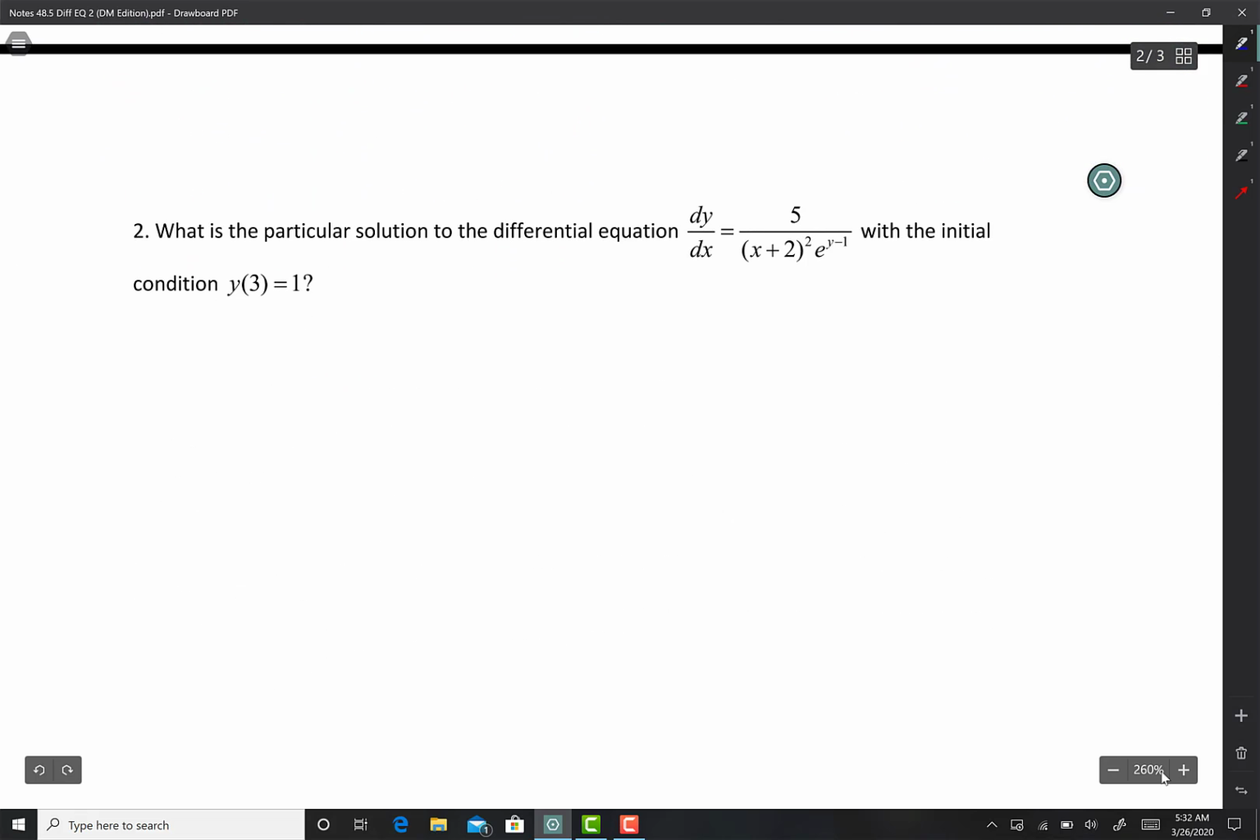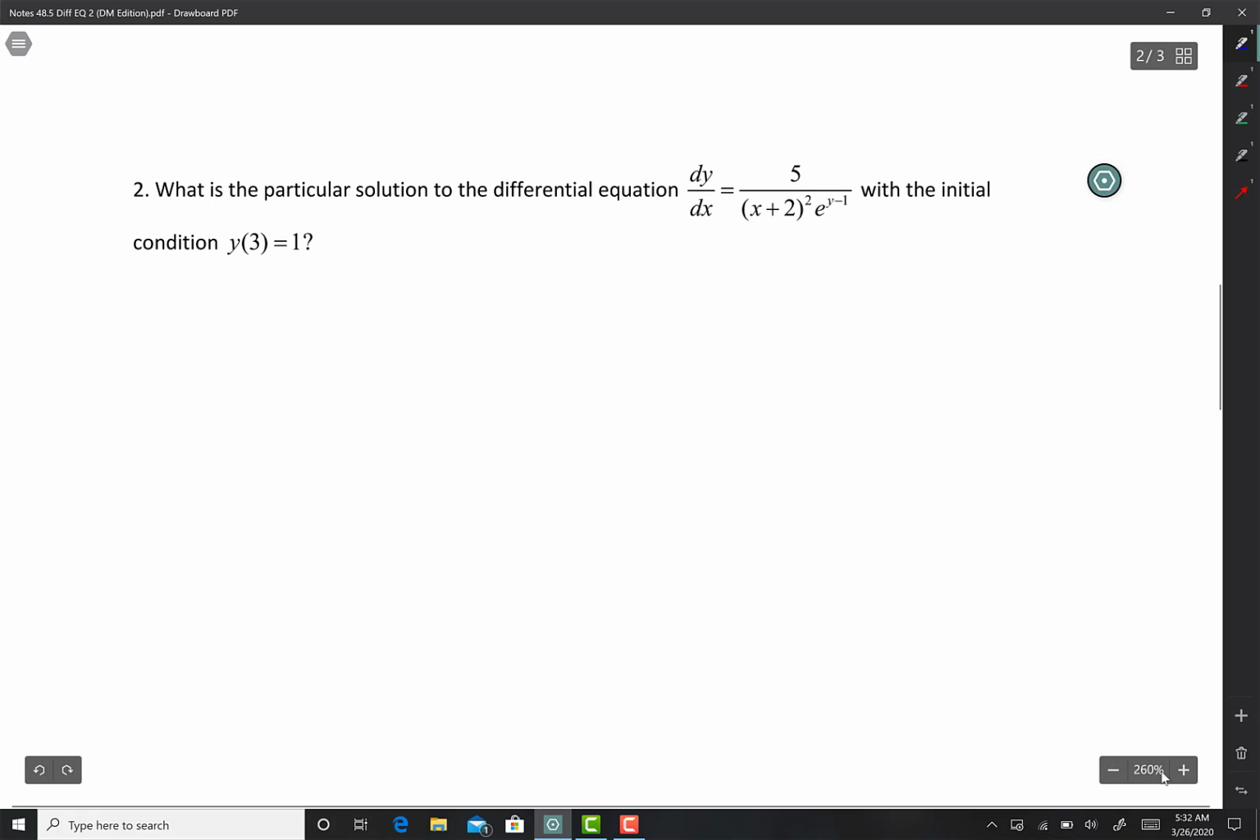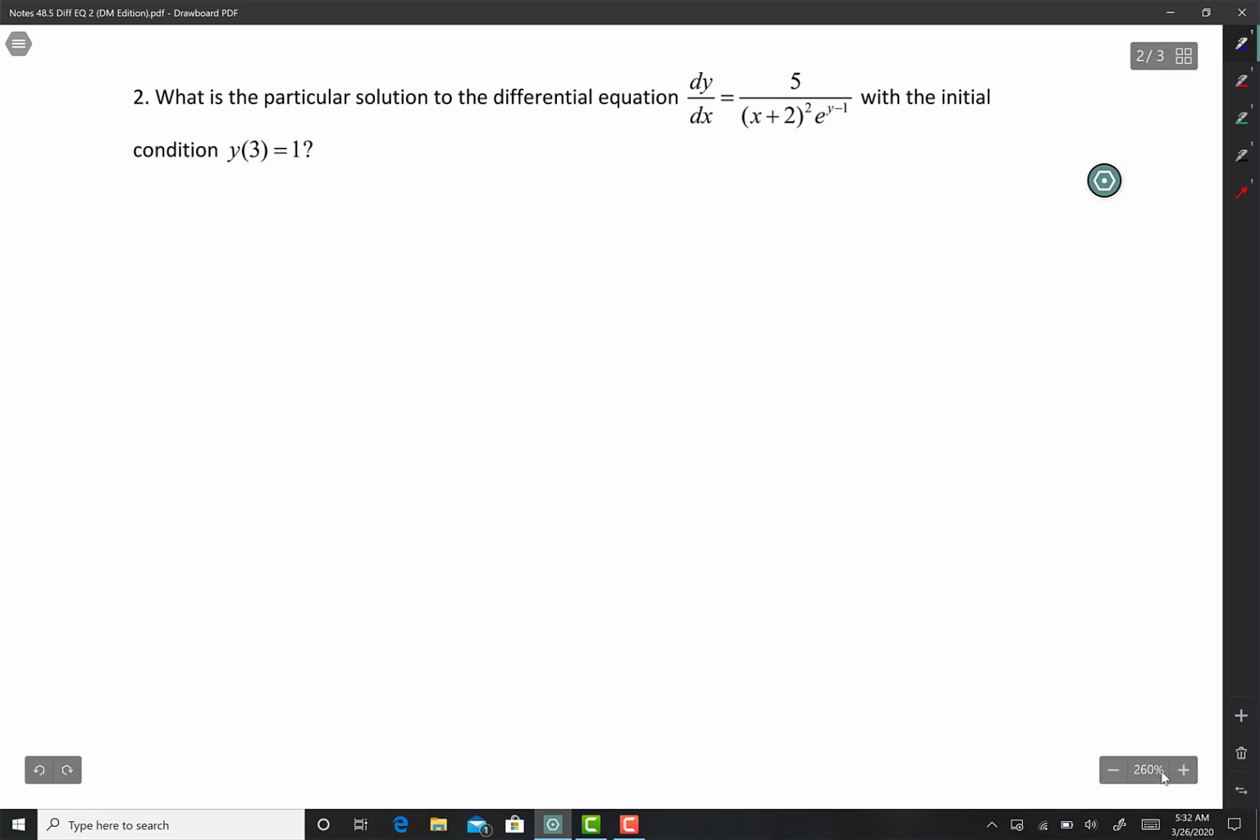So here we go. We got this expression here, and we want to know, it says find the particular solution to the differential equation, dy dx equals 5 divided by x plus 2, and with the initial condition y of 3 is 1. All right, so let's go ahead and take care of that one. So again, it's the same thing as last time, guys. I tried to choose the ones that I thought were hard. So this one looks like it's interesting.